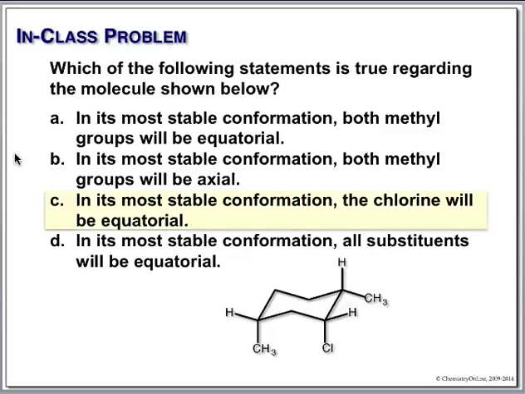Finally, in its most stable, all substituents will be equatorial. Yeah, that would be nice, but we can't do that because we don't break any bonds, do we? Two methyls will always be cis to each other. Therefore, we make these two equatorial, this one's axial.